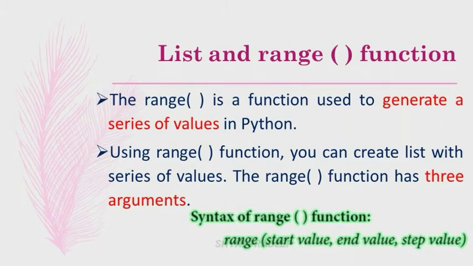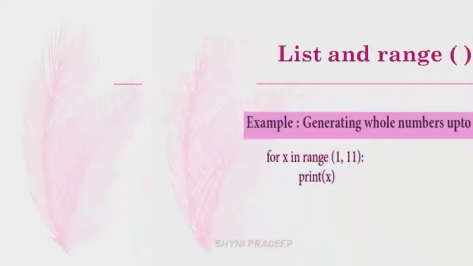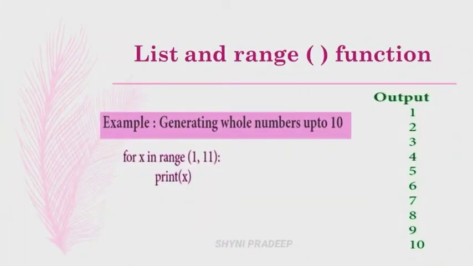Start value means beginning value. End value means last value. Step value means increment or decrement value. Based on the step value, you can update the value of the variable. So let's see one example using range function generating whole numbers up to 10. Now we are going to generate the whole numbers up to 10.